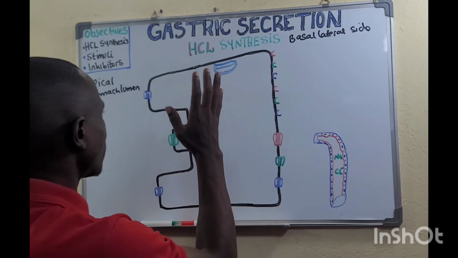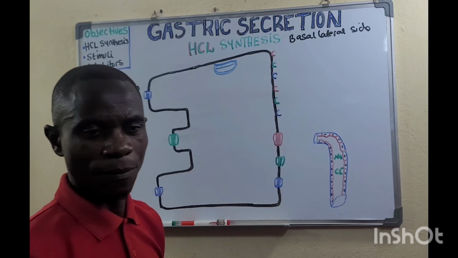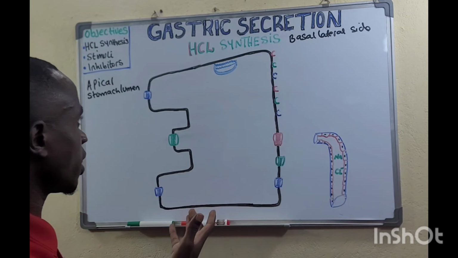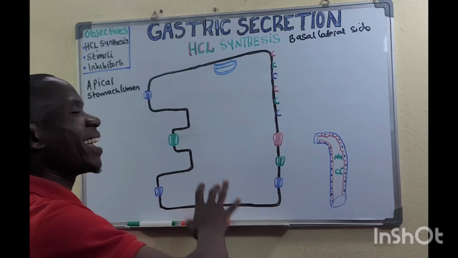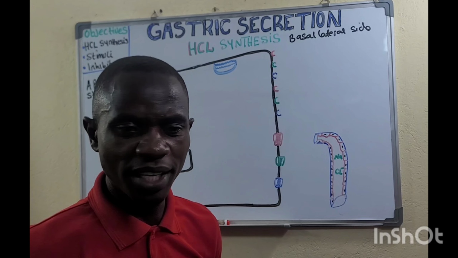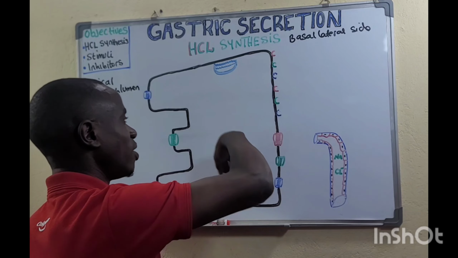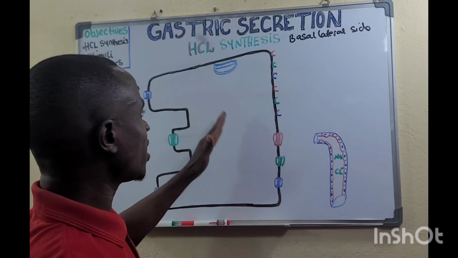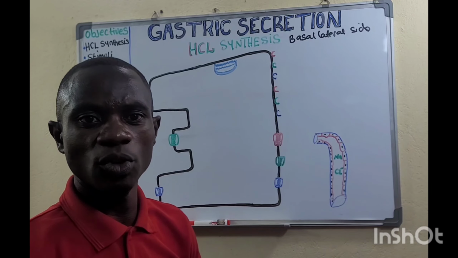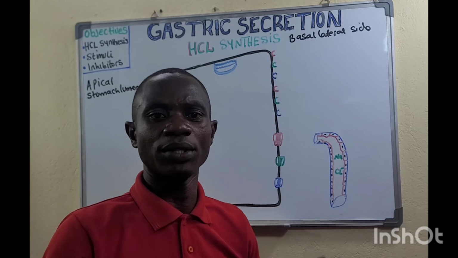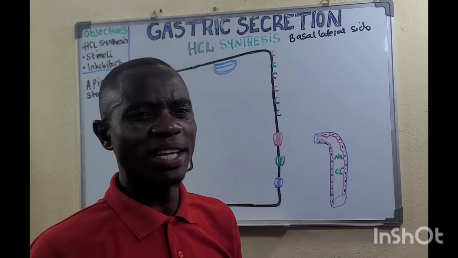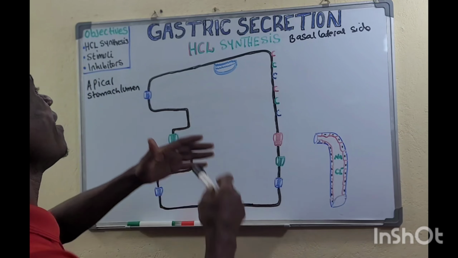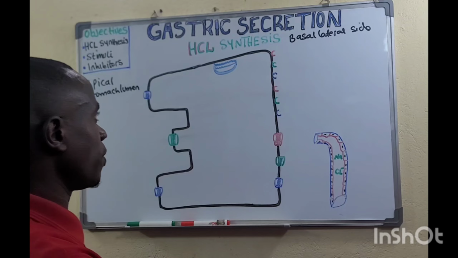Okay, so having seen that, let's go ahead and see how this parietal cell makes hydrochloric acid. Like any other cell in the human body, it contains a lot of different organelles. Although I've not shown them here, you need to know that it has the nucleus, the mitochondria, the rough endoplasmic reticulum, and all those other organelles that are in any other cell of the human body.